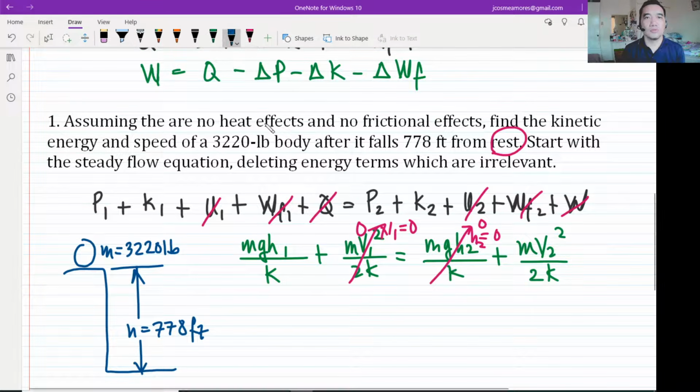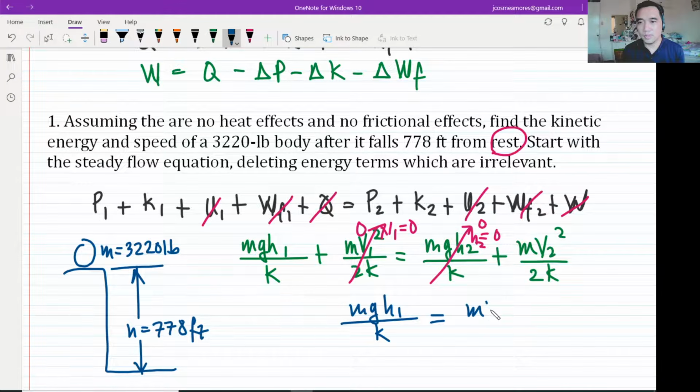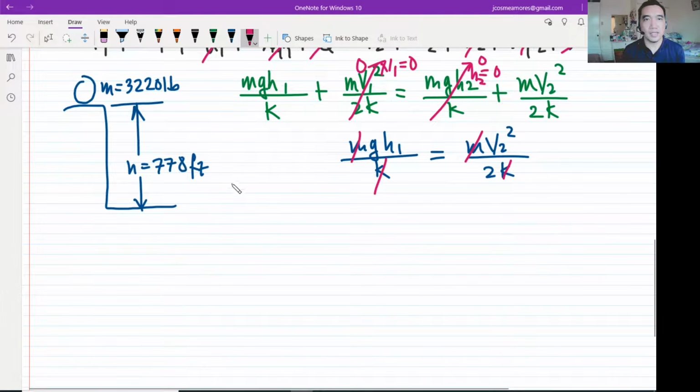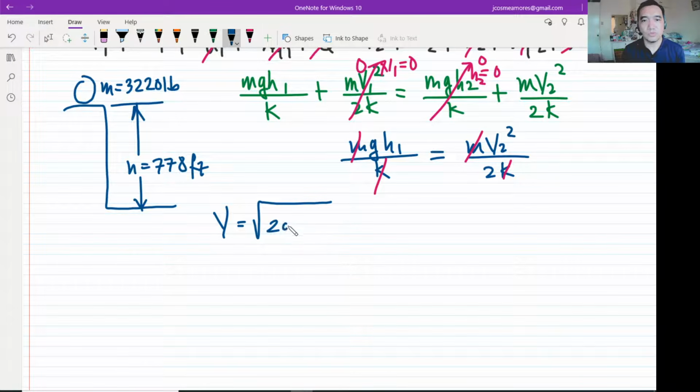So we now have mgh1 over k equal to mv squared over 2k. We can still simplify this. We can cancel the mass, and we can also cancel the proportionality constant, and arrive at the formula for v, which is equal to the square root of 2 times g times h1.